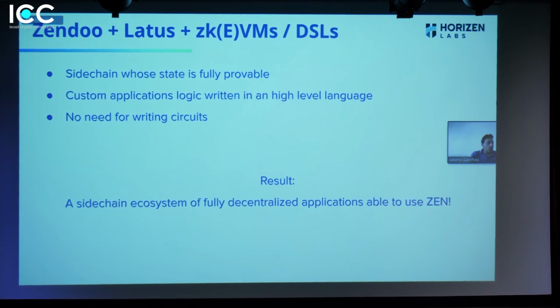Okay, so what's the result? That in the sidechain, you can integrate zk-VMs and DSLs in Zendoo plus Latus, and you can end up with a sidechain whose state is fully provable, and you don't need to write circuits for doing that. And so you end up with a sidechain ecosystem that is fully decentralized and able to use Zen in a totally scalable way. Okay, that's it.